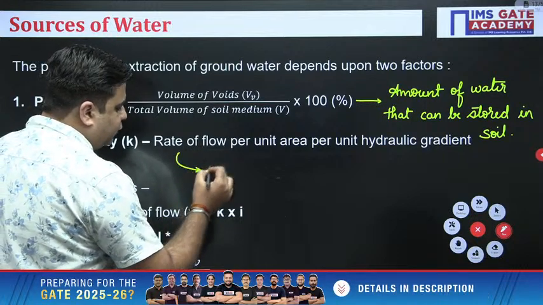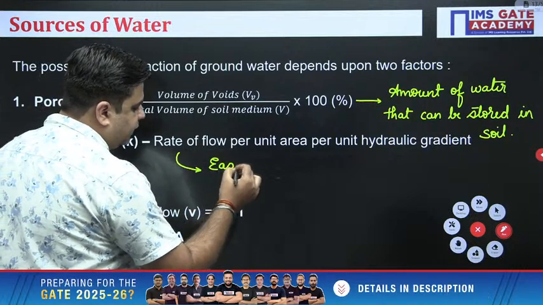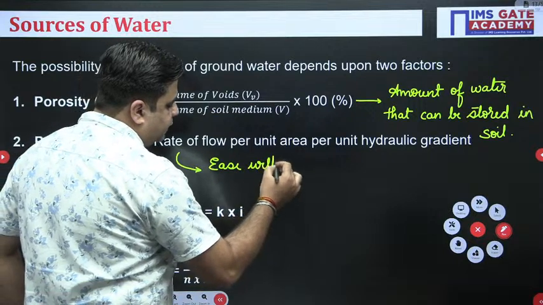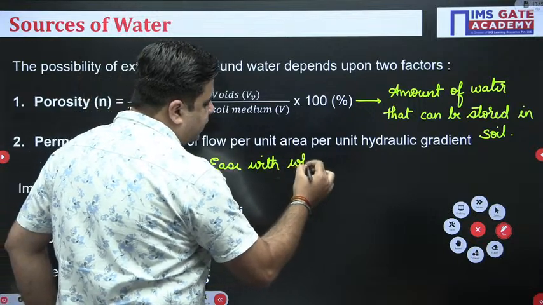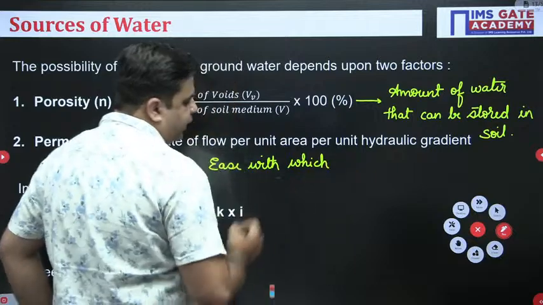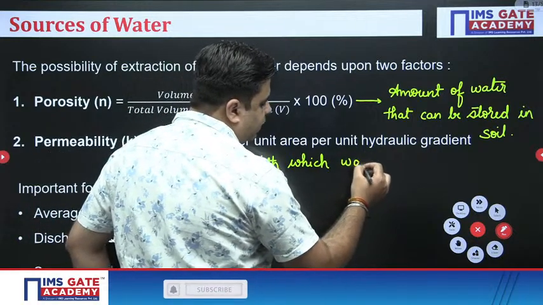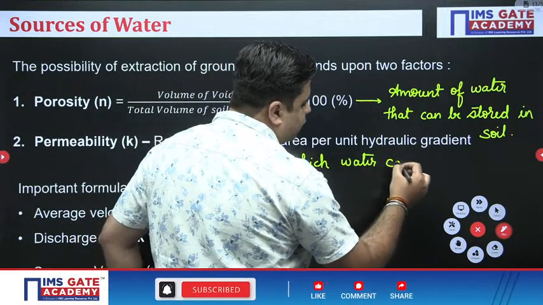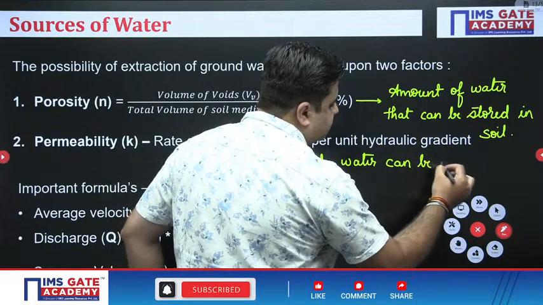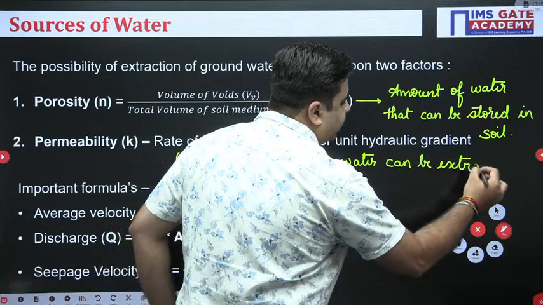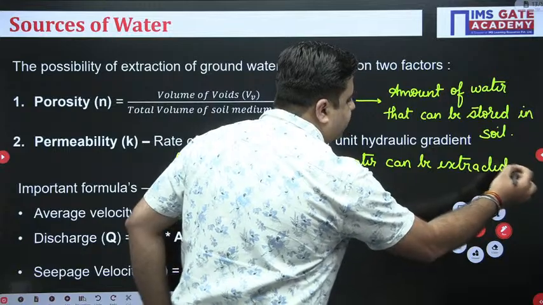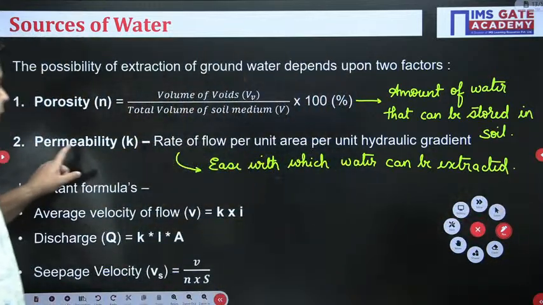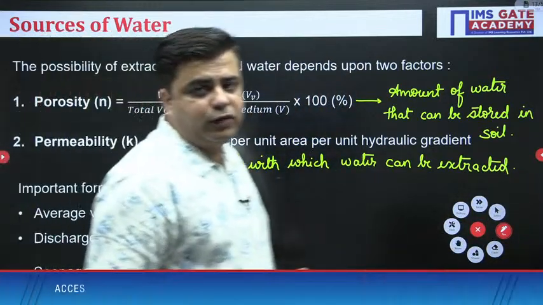The ease with which water can be extracted from the soil medium is defined by the permeability of the soil medium.